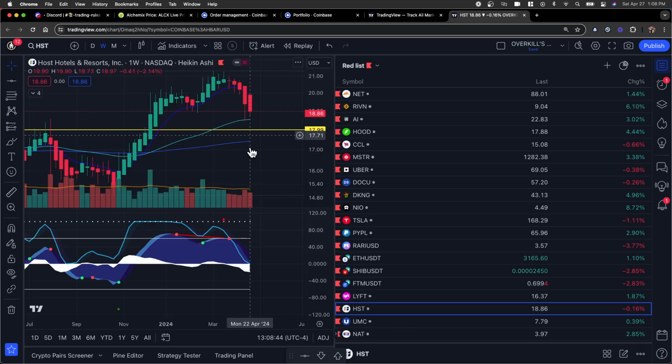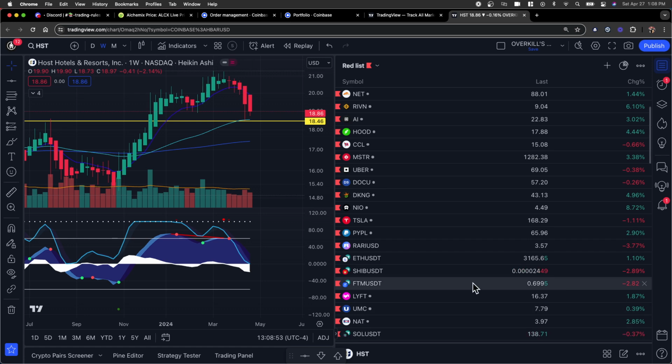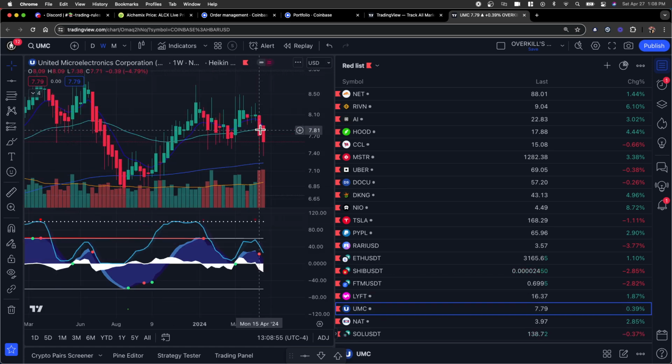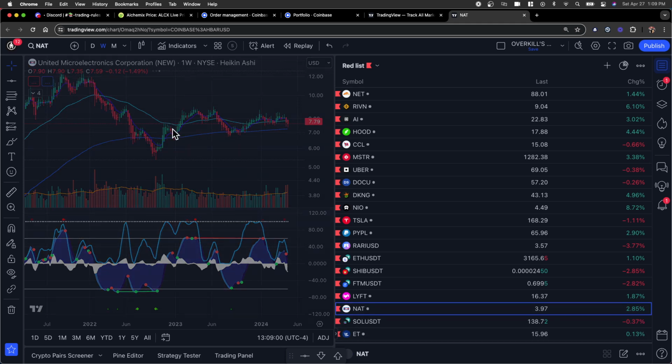HST coming down here. Stochastic, boom. Stochastic on the floor. We're sitting at the 50. This looks like a hotels and resorts play. Just doesn't have enough juice for me, to be honest with you. I'm going to take that one off the list as well. UMC, no idea what this is and why it's on our list. Here's NAT.